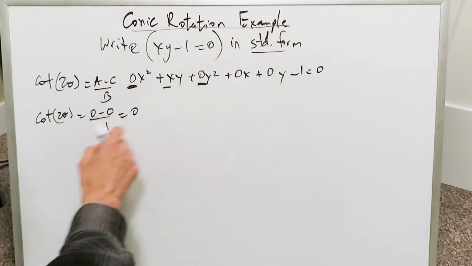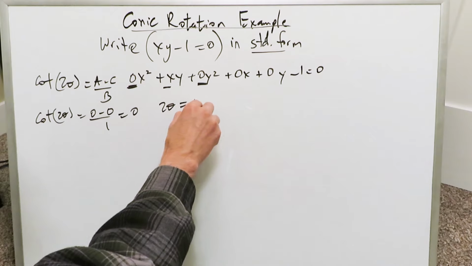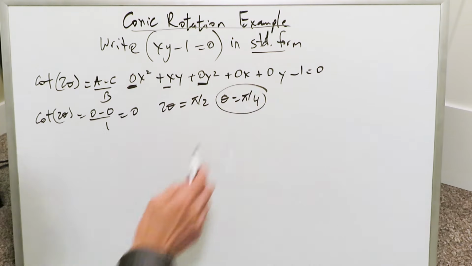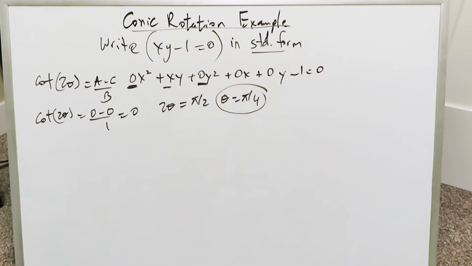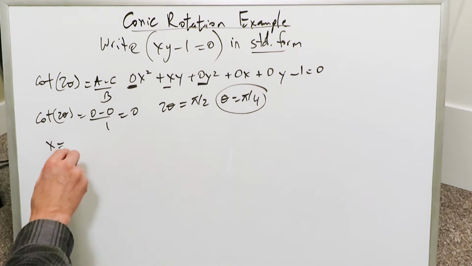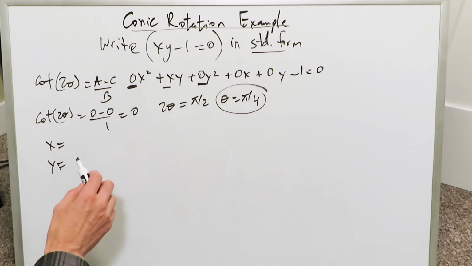If you were to solve for this, bringing in the arc cotangent or the inverse cotangent, you'd have 2 theta is equal to pi over 2, and then theta is equal to pi over 4. That tells you what you have in terms of the degree of rotation. Then you also have those two equations for the substitution. x is equal to and y is equal to, and you know what those equations are. I've written them before for you.